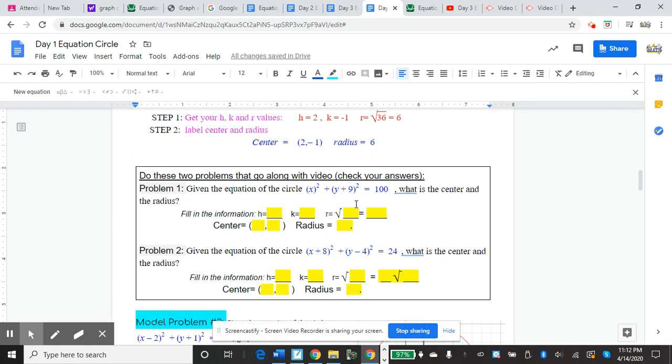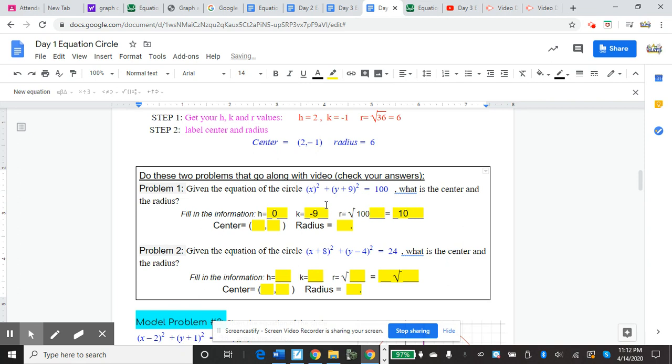Okay, so now I'm going to do these 2 problems. I hope you have attempted them. We're going to just type right into the Google Docs in the yellow font. So we got x squared. When there's no number being added here, it is a 0. For the +9, it becomes -9. The square root, we're going to square root 100, and we're going to get 10.